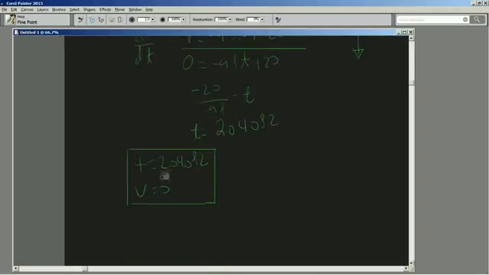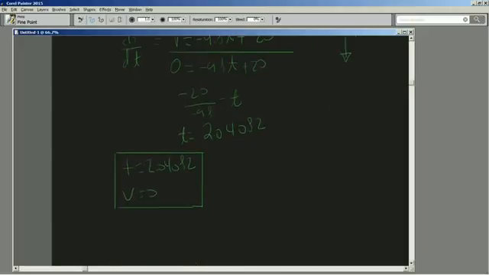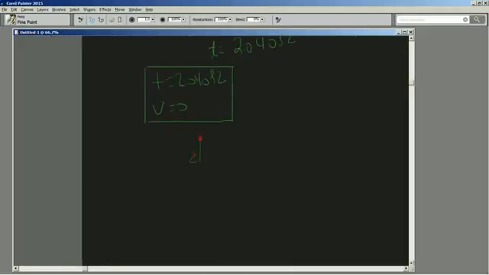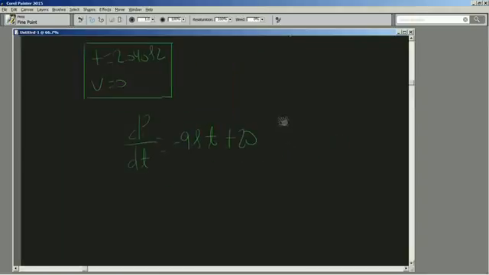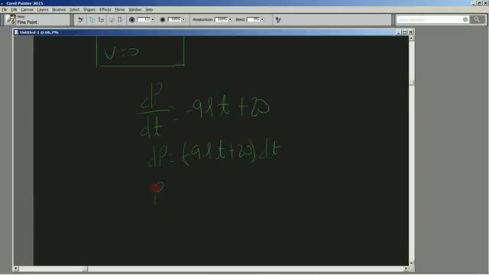So keeping in mind this information later on, we have dp dt is equal to negative 9.8 t plus 20, and so this is easy, right? dp is equal to negative 9.8 t plus 20 dt, and so we have p is equal to negative 9.8 t squared over 2 plus 20t plus c. We have again our arbitrary constant.